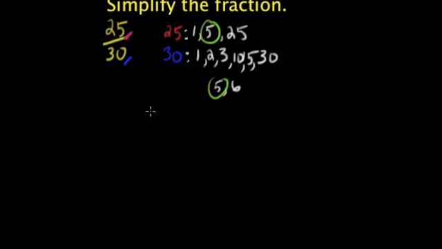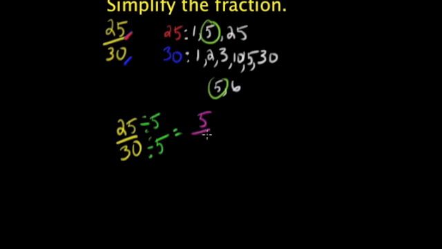So I'm going to rewrite this fraction here, 25/30ths. And we're going to divide by our greatest common factor. Rewrite that a little bit. 25/30ths. Okay, so we're going to divide by our greatest common factor, which is 5. So 25 divided by 5. And what you do to the top, you do to the bottom. So 30 divided by 5.